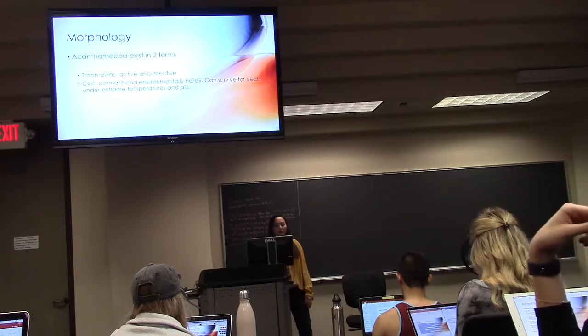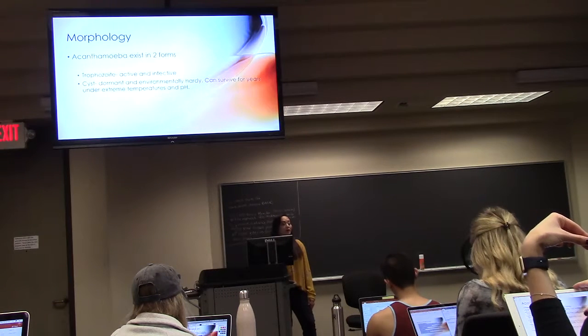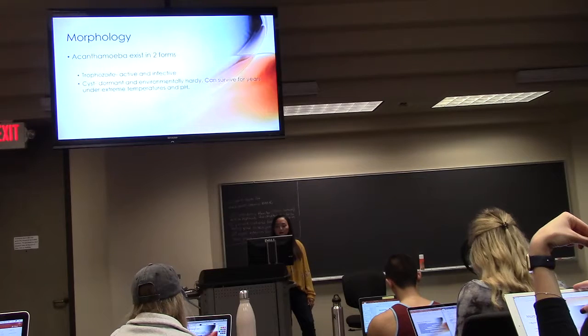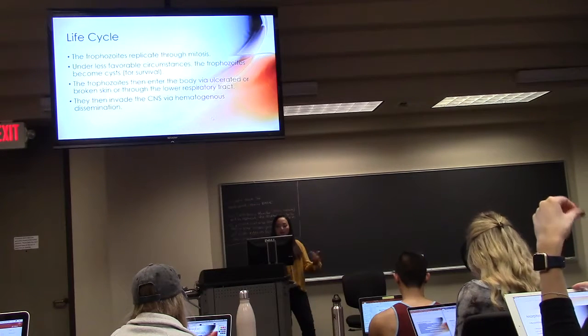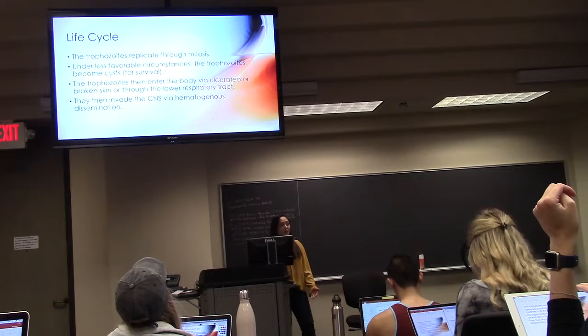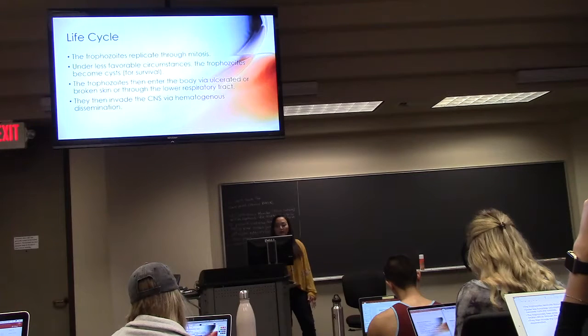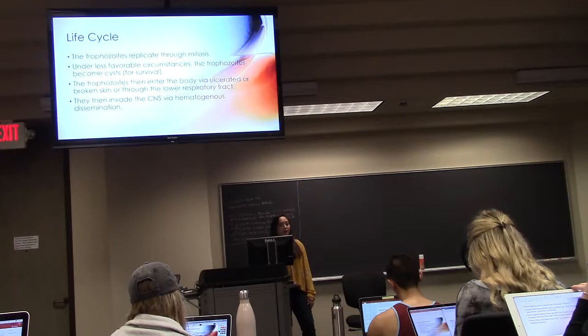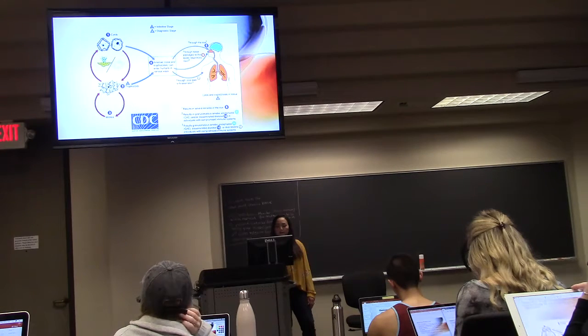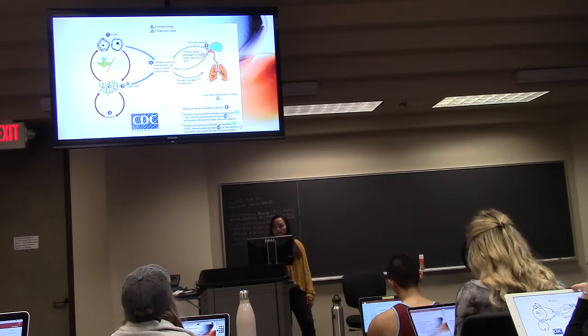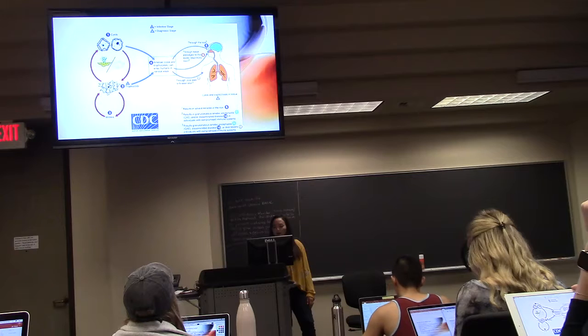So again, the acanthamoeba can exist in two forms, the trophozoite and the cyst. It's basically the same thing we went over: the trophozoite replicates through mitosis. Under less favorable circumstances, they become cysts for survival, and they enter the body, ulcerate broken skin, and then they can invade the CNS through blood dissemination. There's a nice little graph. So this one is through the eye, and then this is through the passage of the lower respiratory tract and through ulcerated or broken skin.